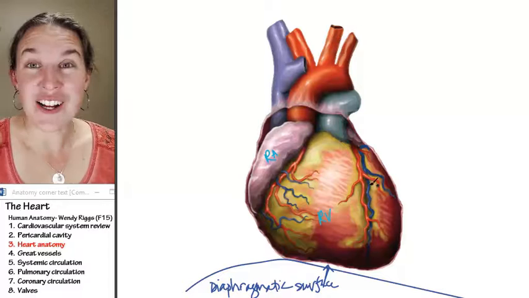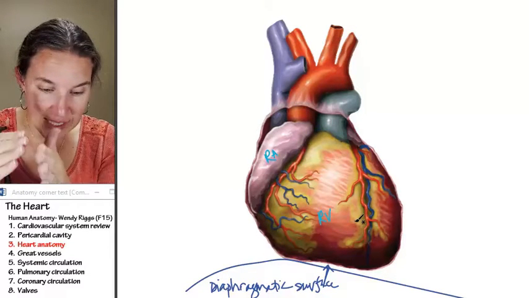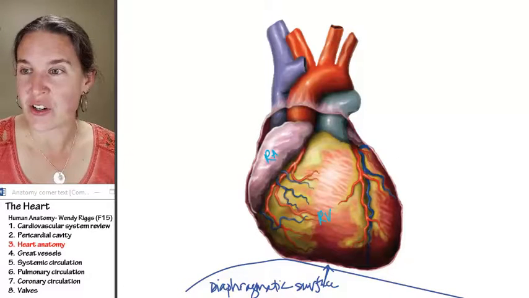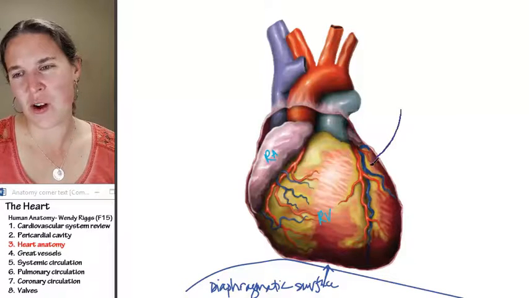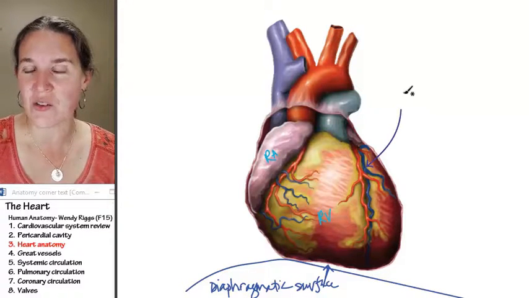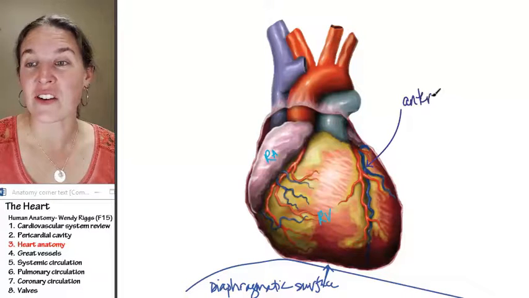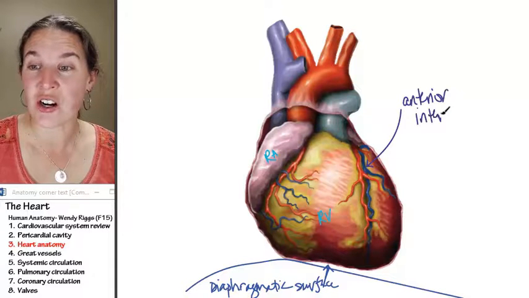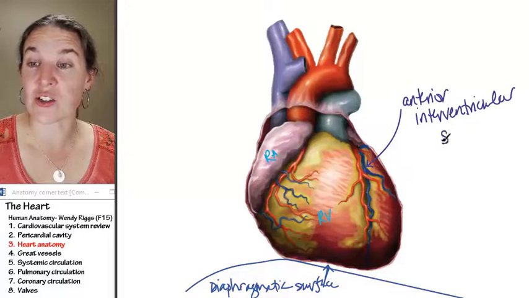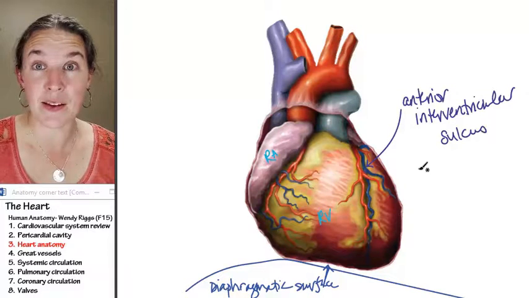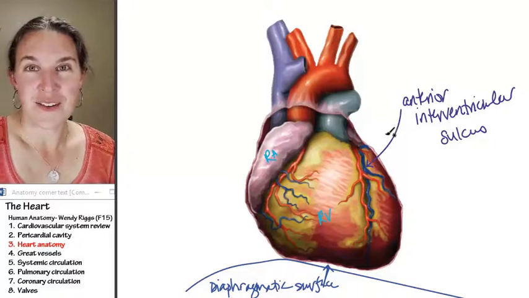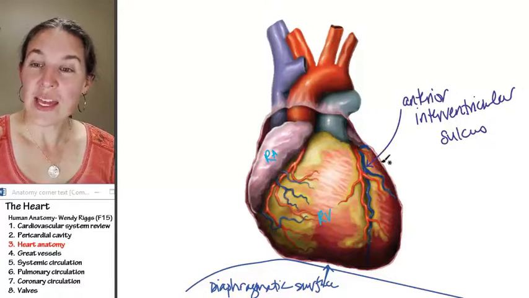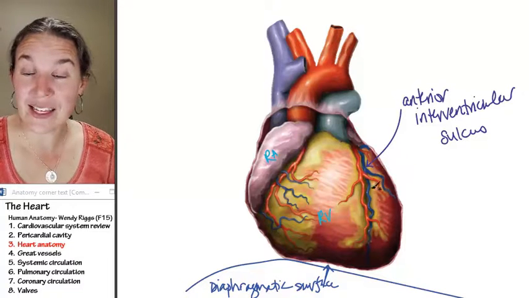And there's a structure on the outside. It's a sulcus. It's a gully. It's a dip. And it's the anterior interventricular sulcus. I'm not going to be able to draw it, but there's vessels in it, and I'll tell you who those guys are. But this is the anterior interventricular sulcus, dip, just like we saw sulcuses in the nervous system, in the brain. So it's just a dip. And look who's living inside of that dip.